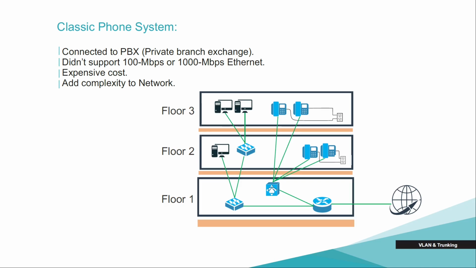Next we have the phone system. So this network design here refers to the classic phone system. In the classic phone system, the phones used to connect to the PBX. PBX stands for Private Branch Exchange. In the classic phone system, the phones didn't support Ethernet. It used the telephone line, and the telephone line used RJ11 instead of the RJ45 for Ethernet. And this telephone line didn't support the 100 megabit per second or the 1000 megabit per second speed. The classic phone system was expensive and it added complexity to the network.